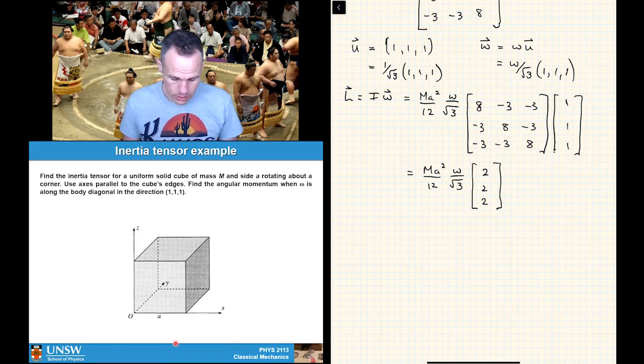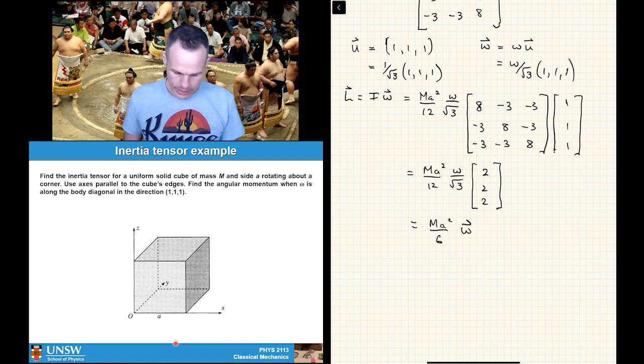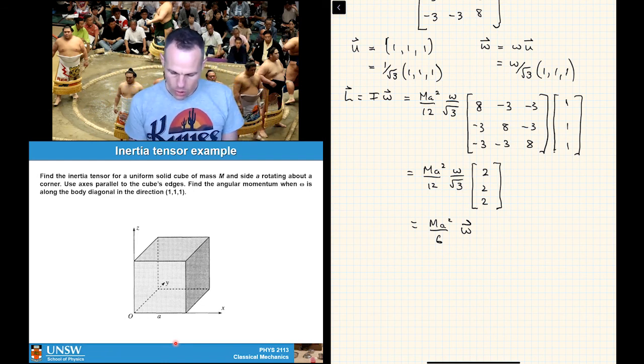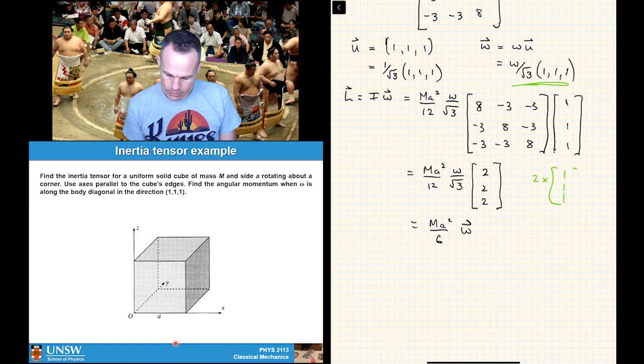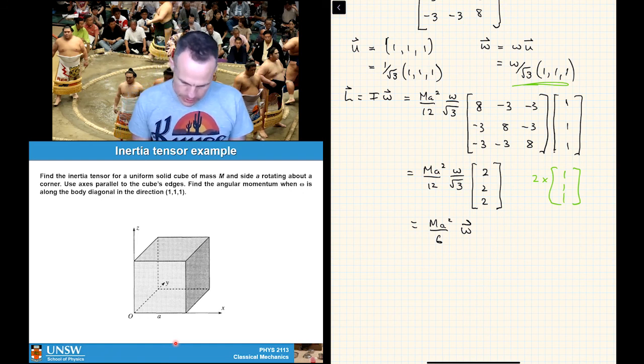We would expect it to have some symmetry to it, and we see that symmetry in there, and then we can just clean this thing up a little bit. This is going to be ma squared on 6 omega, okay? Just using the fact that the omega is this vector here, and 2, 2, 2 is basically 2 times 1, 1, 1, right? So it brings a 2 out the front that knocks the 12 back down to a 6, and everything cleans itself up there. Okay, fairly easy, fairly typical sort of.